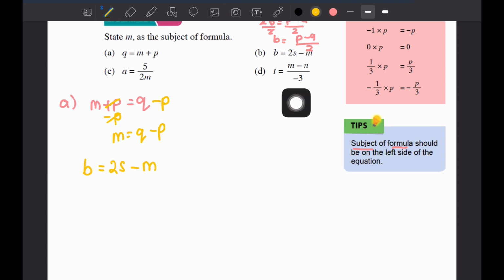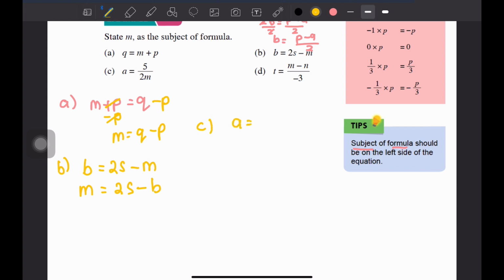Betul tak? So tengok, negatif pindah sebelah jadi positif. So M is equals to 2S. Ni tadi saya tak nak kan. B saya pindah ke sebelah pula. B ni positif, pindah sebelah jadi negatif. So minus B. That's it. Senang kan? This is B. Okay, next C.